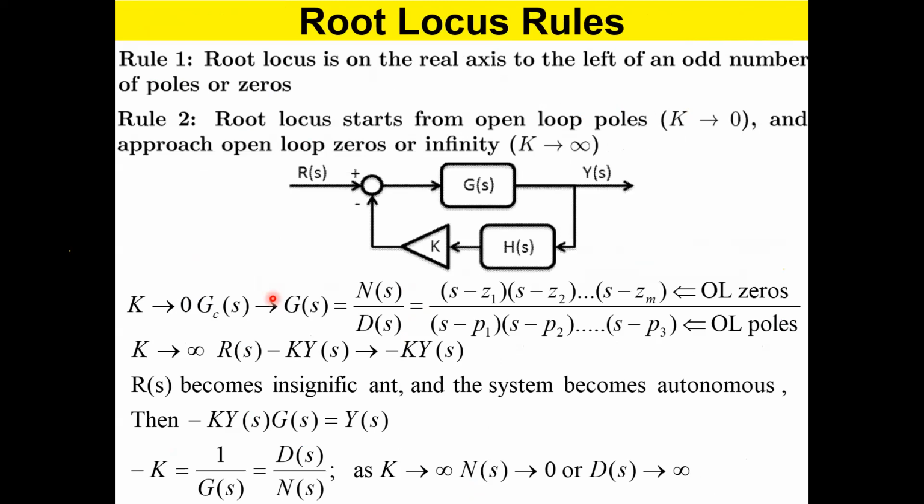Any questions up to now? Right. So therefore, we are now going to create the root locus rules. The first one: root locus is on the real axis to the left of an odd number of poles or zeros. Is that clear?